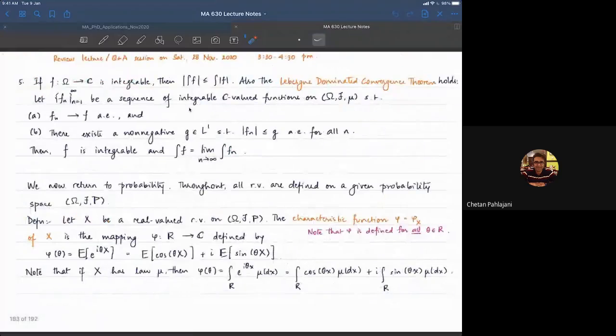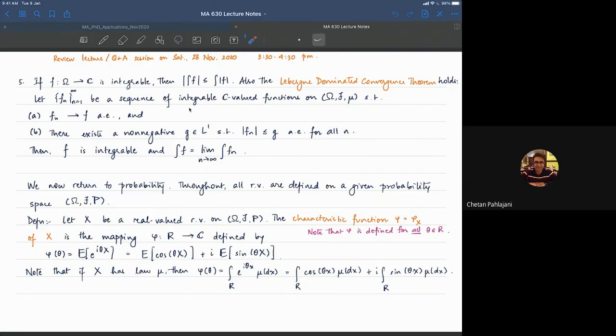So let me go ahead and turn off the video and share the iPad screen with you. All right, so here's just a very quick reminder of what's going on. Let X be a real valued random variable on (Omega, F, P). Then the characteristic function phi = phi_X is the mapping phi taking the real line to the complex plane, defined by phi(theta) = E[e^{i theta X}]. Of course that means this is E[cos(theta X)] + i E[sin(theta X)].